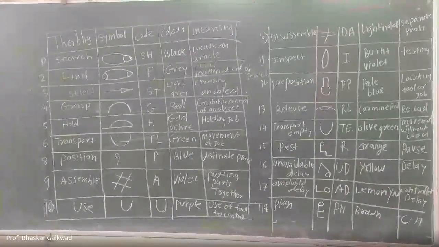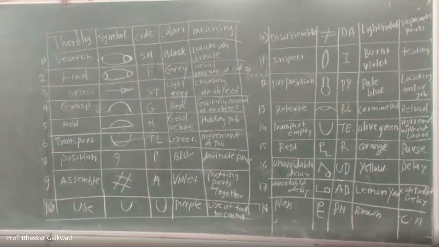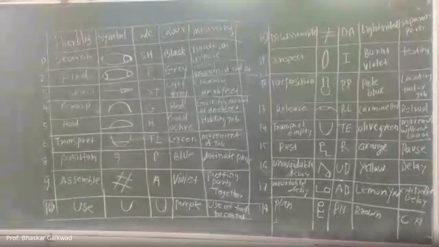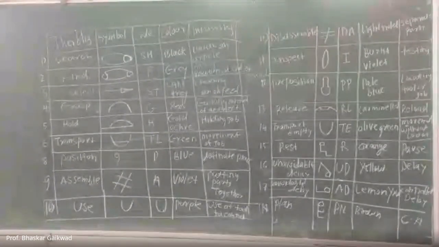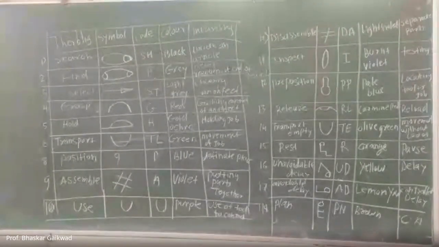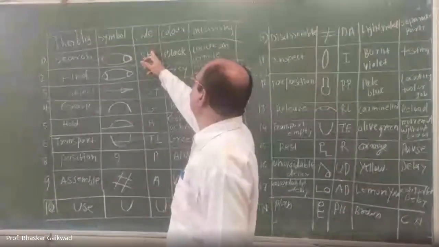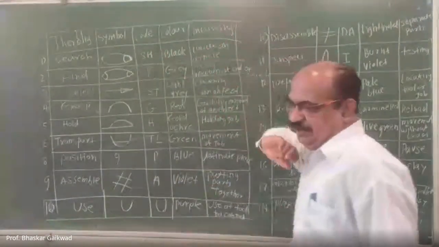So you can observe these charts. There are 18 therblings. This is an objective type question in your exam: how many therblings exist as per F.W. Gilbreth? Initially it was 16, now 2 therblings have been added. Take the therbling search: suppose one hand is searching for a bowl, then how do we show it by symbols? You can see the symbol here. This is the symbol, this is the code, this is the color, and the last one is the meaning.